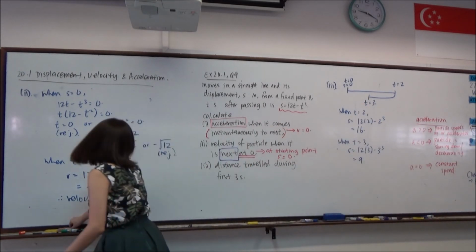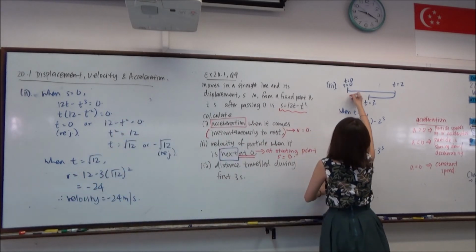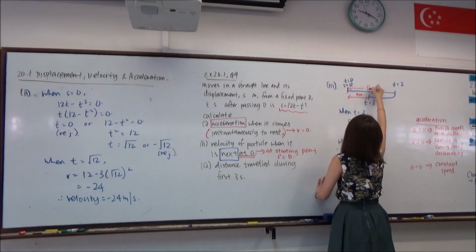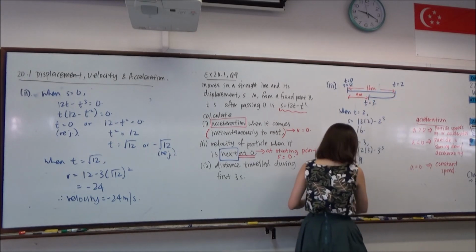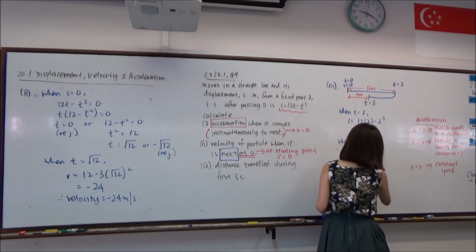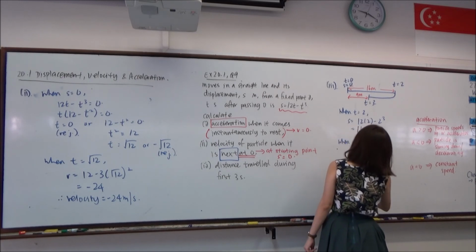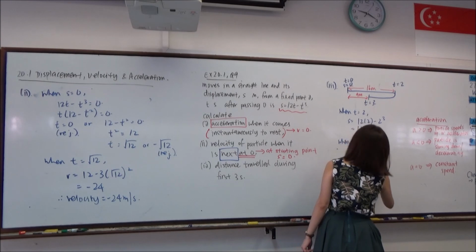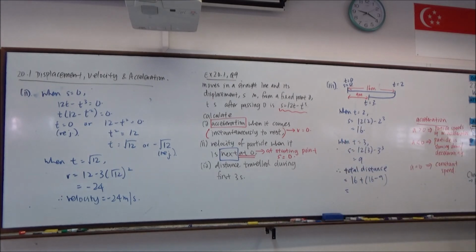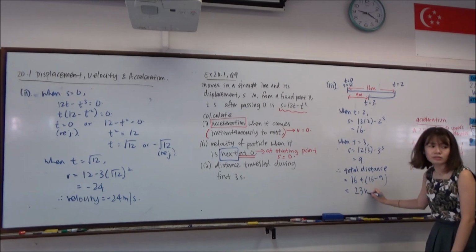So therefore, this is 9 meters and this is 16 meters. So therefore total distance will be 16 plus 16 minus 9. That will be 23 meters.